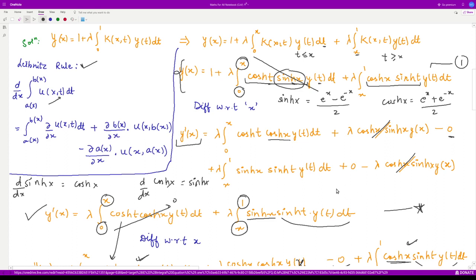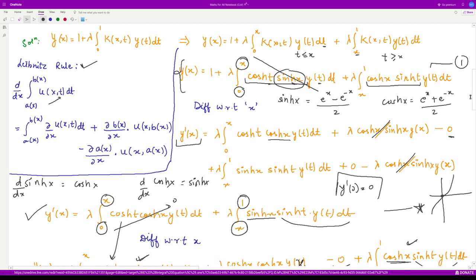So we have y dash 0 is equal to 0, because you know the graph of the sine hyperbolic function, it is something like this. So we only have 0 at x is equal to 0. So this whole term becomes 0, and we have this simplified boundary condition.